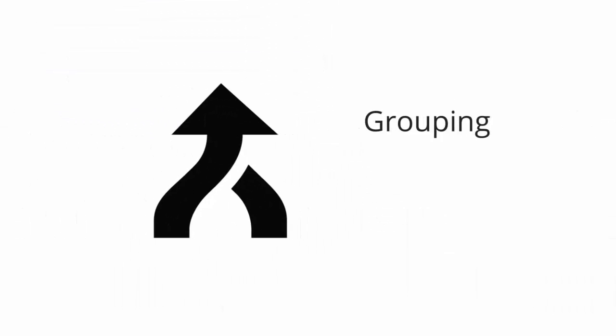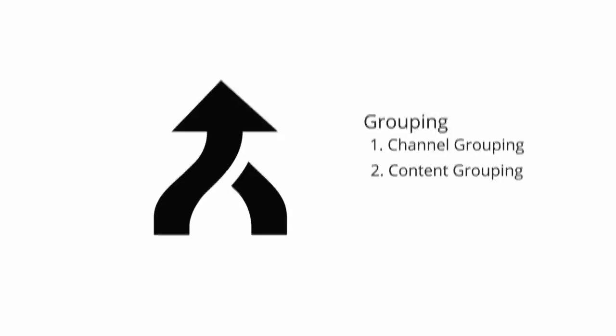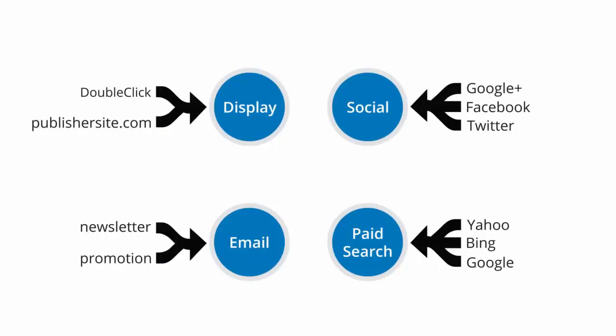Grouping is another way you can transform your data. With grouping, you can aggregate certain pieces of data together so you can analyze the collective performance. You can create two types of groups in Google Analytics: channel groups and content groups. A channel group is a collection of common marketing activities. For example, display advertising, social media, email marketing, and paid search are 4 common channel groups that are each a roll-up of several marketing activities.